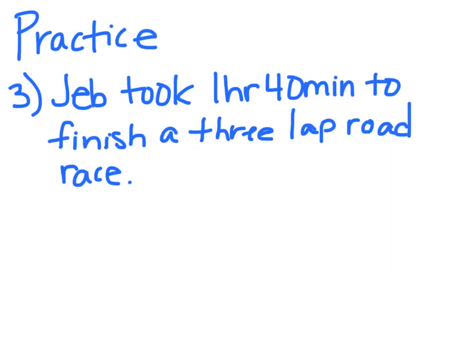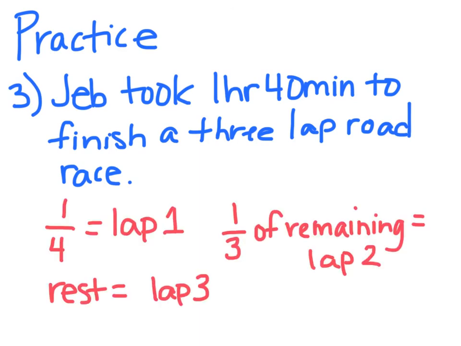And here's your third and final problem for tonight. Jeb took 1 hour and 40 minutes to finish a 3-lap road race. He took 1/4 of the total time to run lap 1, 1/3 of the remaining time for lap 2, and the rest of the time was used to run lap 3. How many minutes did he take to run the 3rd lap of the race?